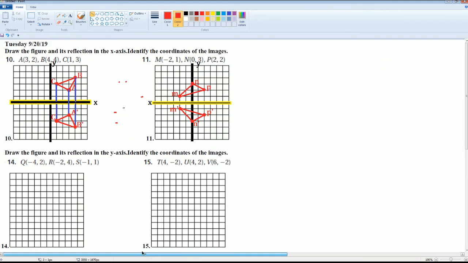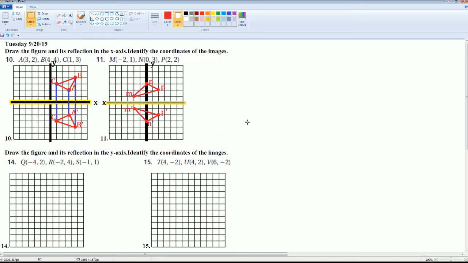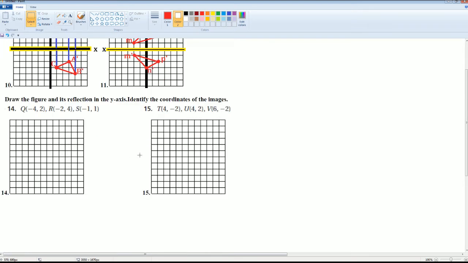There you go. Those are your solutions. Let me move that over there. Okay. Good. So that's how 10 and 11 is. Let's do 14 and 15 down here.